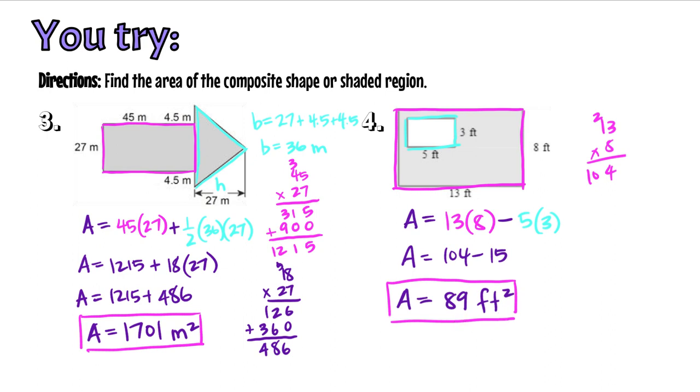I hope that you learned how to find the area of composite shapes or figures in this video.